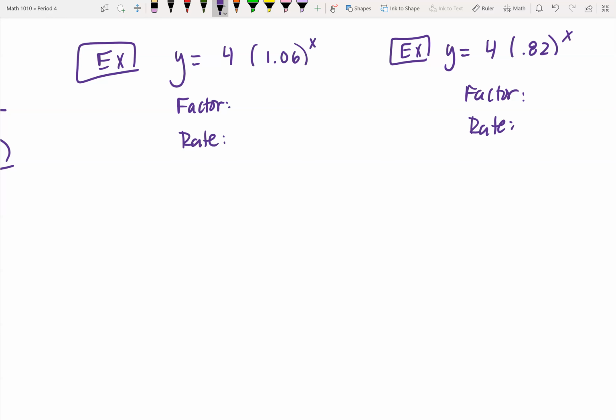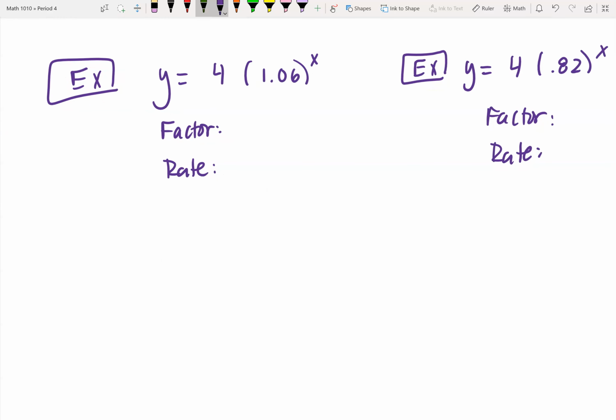Look at the first example. Is it a growth or a decay? It's a growth. So I want you to put growth, and I'm putting it in red because it's really part of the answer. You need to know that it's growth. Why is it growth? Because 1.06 is bigger.